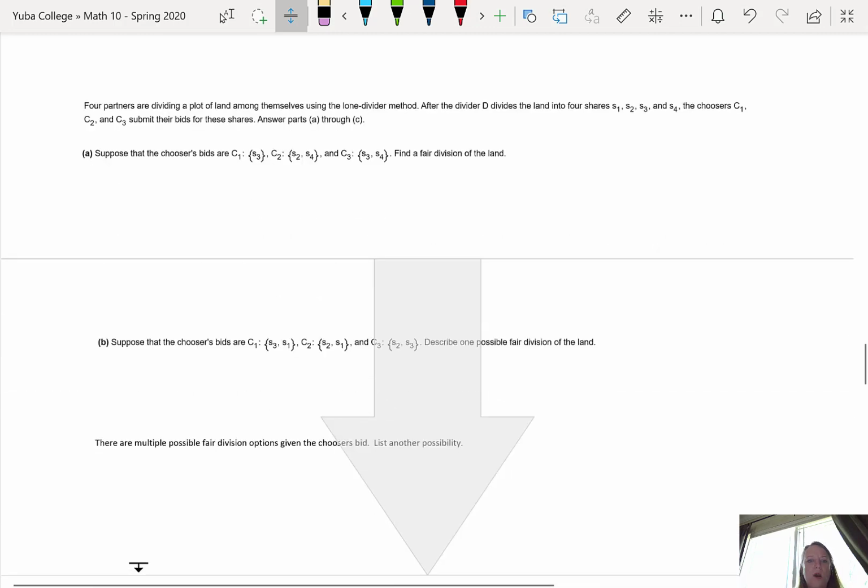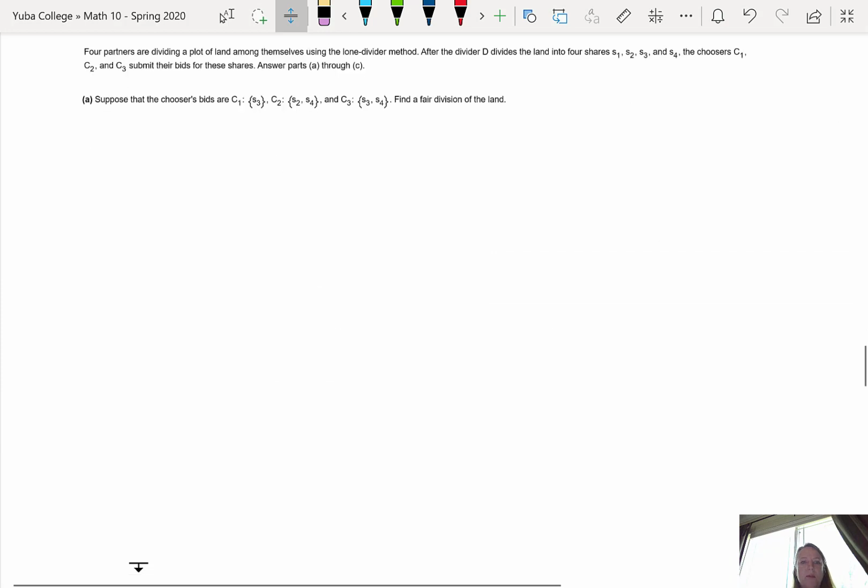Okay, so you have 4 partners. They're dividing out a plot of land using a 1 divider method. After the D divides the land into 4 shares, S of 1, S of 2, S of 3, and S of 4, the choosers, 1, 2, and 3, submit their bids for these shares. And so we're going to answer the questions A through C. Okay, so let's just look at this.